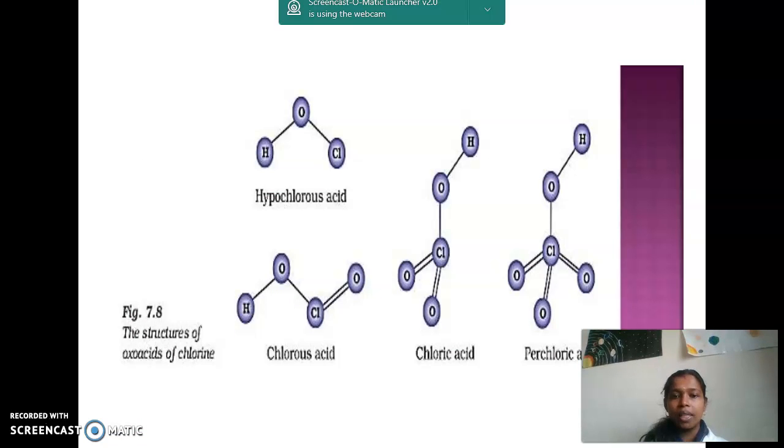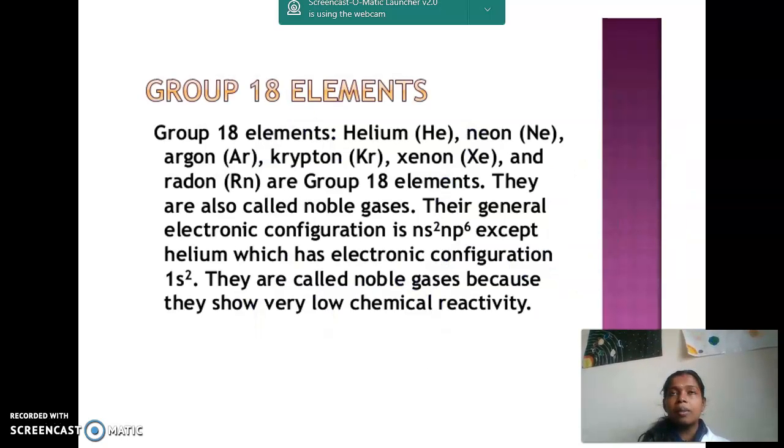Hypochlorous acid is HOCl, a simple V-shaped structure. Then chlorous acid contains two oxygen atoms, so one is a double-bonded oxygen and another is a bridge between hydrogen and chlorine. Next is chloric acid. Chloric acid has three oxygen atoms, so two double-bonded oxygens and a bridging oxygen atom. Then perchloric acid has four oxygen atoms, with three oxygen atoms as double bonds and one as a single bond. So these are the properties of interhalogen compounds.